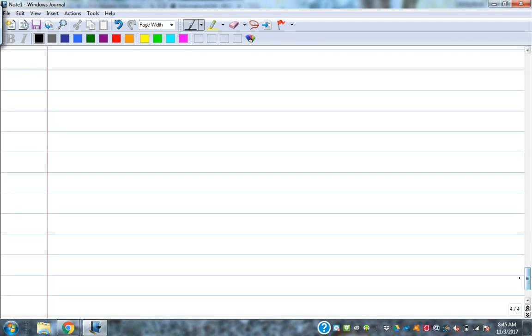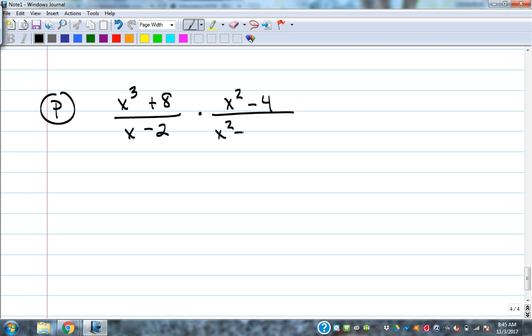Three more examples, folks. We'll be done. X cubed plus 8 over x minus 2, times x squared minus 4 over x squared minus 2x plus 4. I'm throwing in some sums and differences of cubes because I know we need the most practice for that. We just haven't done much of it.